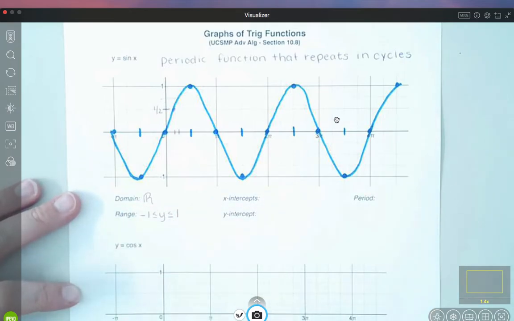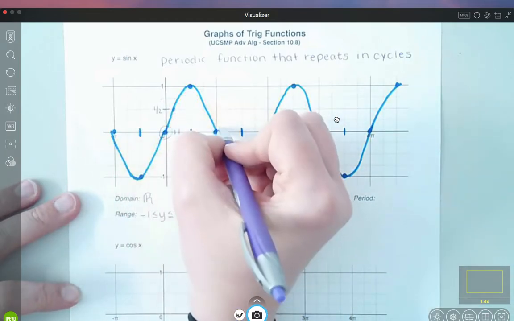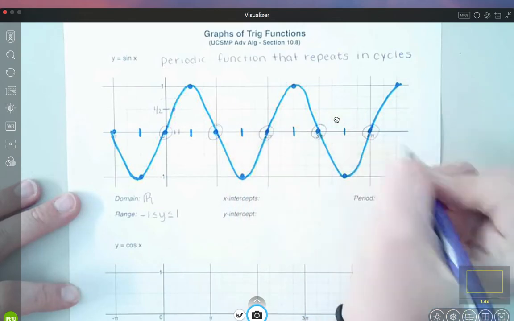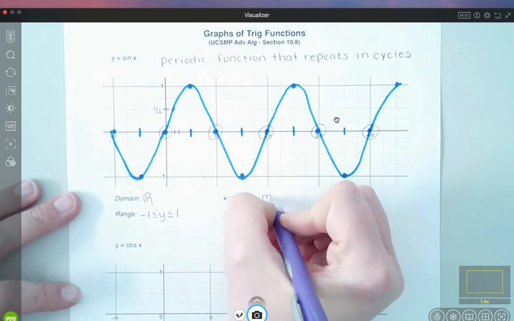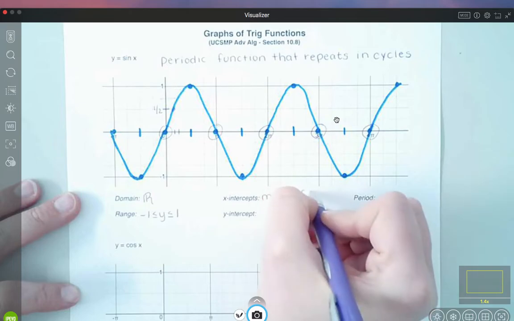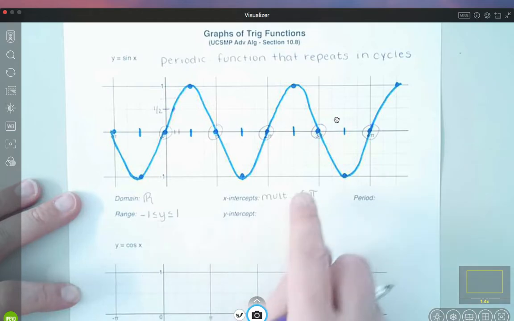Okay, for x-intercepts here, you'll notice that this crosses at 0 and pi and 2 pi and 3 pi and 4 pi and so on. So the x-intercepts here are located at multiples of pi. These two things, by the way, are going to be exactly the same on the cosine function. This one's going to be a little bit different, so I want you to think about how that one's going to look.